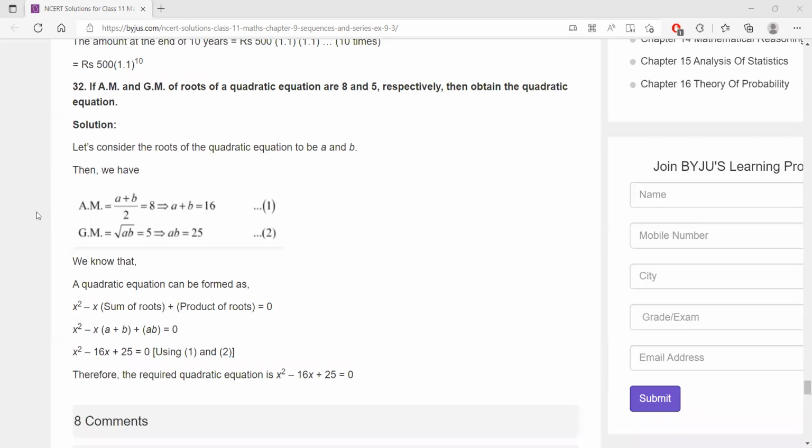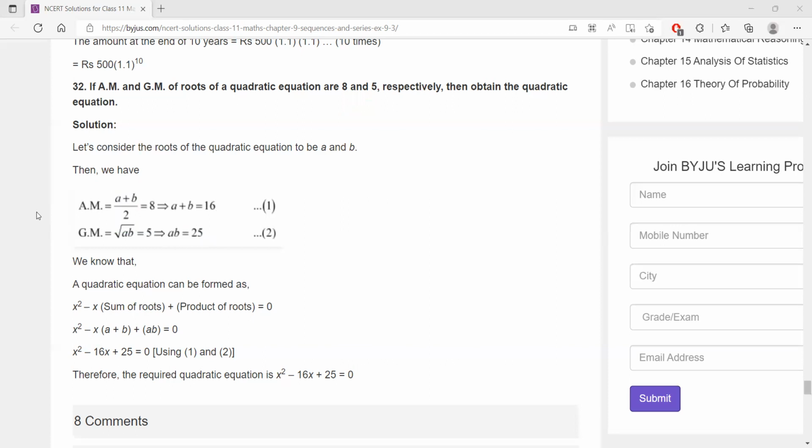If the arithmetic mean and geometric mean of the roots of a quadratic equation are 8 and 5 respectively, then obtain the quadratic equation. So we do have a formula for arithmetic mean. You just have to add 2 terms and divide by 2. So it's (a plus b) by 2. So the arithmetic mean is equal to 8. So (a plus b) by 2 is equal to 8. When you simplify, you will have a plus b is equal to 16. Considering this as equation 1.